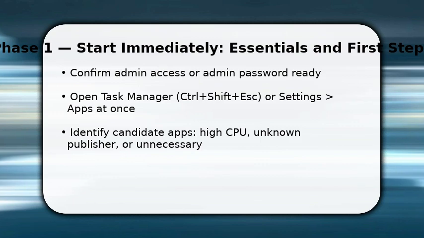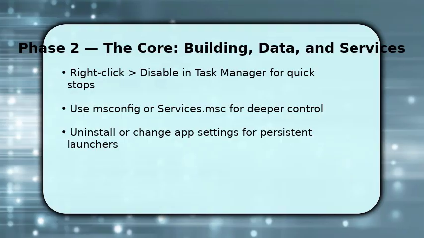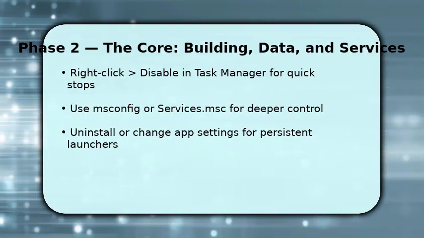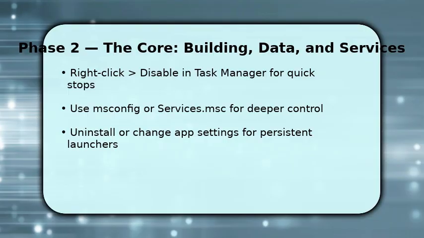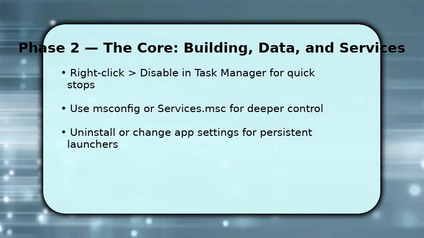Now you disable entries one by one. In Task Manager, right-click and choose Disable to stop immediate startup. For multiple or hidden items, run msconfig or services.msc and uncheck or set startup type to manual. For apps that reappear, open the app's own settings and turn off Launch at Startup, or uninstall the program if you no longer need it.